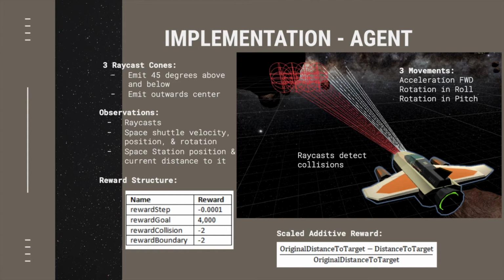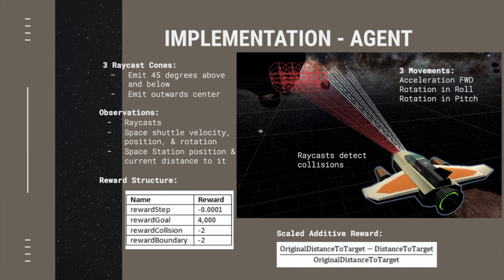The agent also must be able to take actions upon recording one of these observations, or all of them. As expected, this space shuttle's only actions are to accelerate in the forward direction or turn. This observation plus action combination make up what is called an agent behavior.